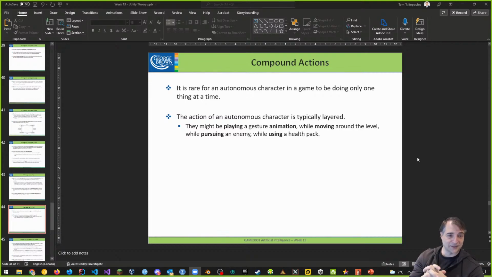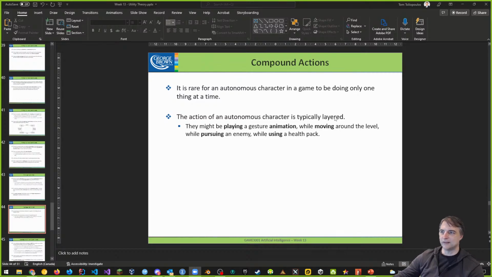Okay, so simultaneous actions maybe more than anything else. It's rare for an autonomous character to be doing only one thing at the same time. So there might be playing a gesture animation while moving around the level, while pursuing an enemy, while using a health pack. That might be something that they're doing all at the same time, right? So how do I layer all those things?